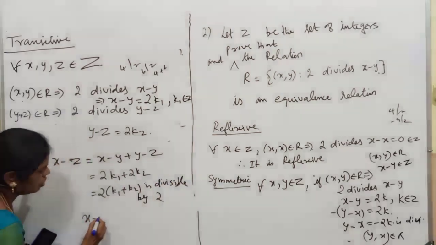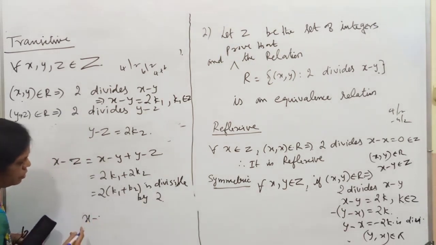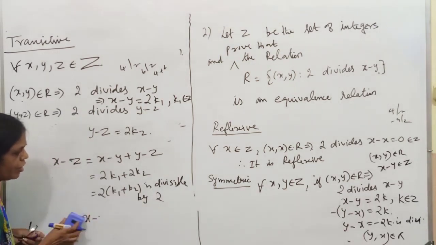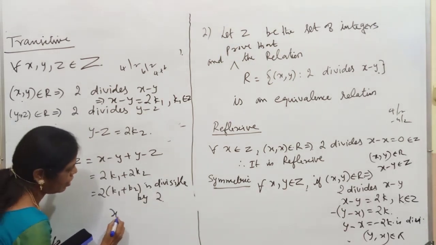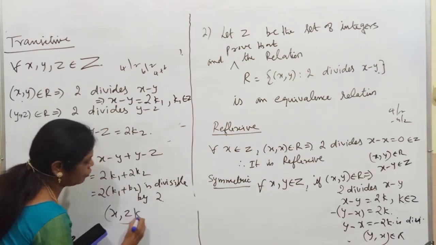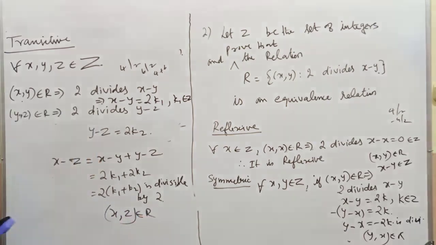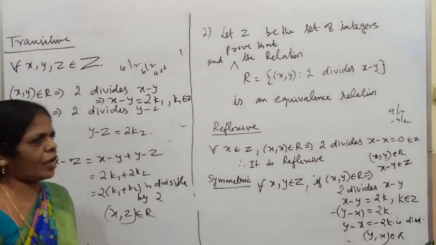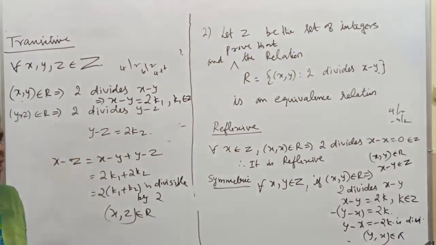Therefore, x comma, how will you complete this? Belongs to R. Therefore, it is transitive. So, there are two methods you can do that. Any method you like, you can follow that.